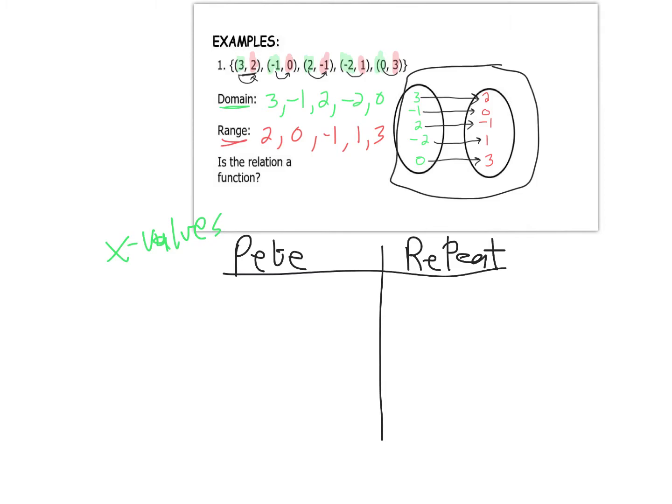If the x values don't repeat like Pete, then it's a function. Now, what do I mean by that? I go back to the joke. If Pete and Repeat were in a boat and Repeat falls out, who's left? Well, you'd say Pete. That's not really a joke, that's just a statement. But the point is the joke stops. That would be an example of a function where my x's do not repeat. So x's do not repeat.